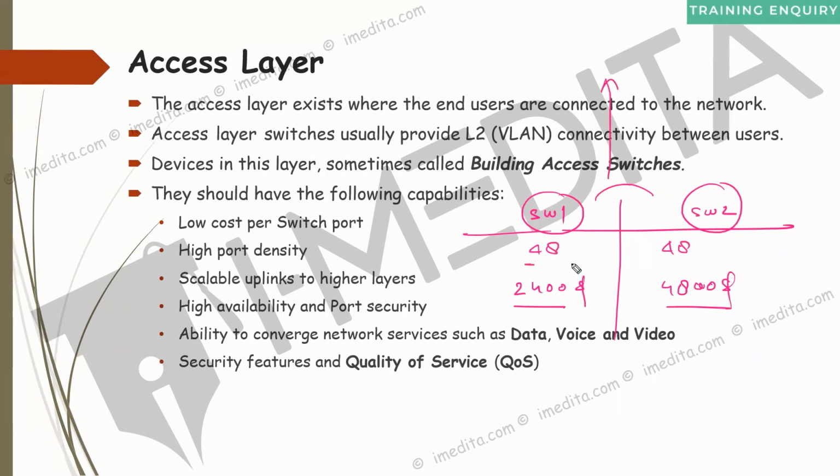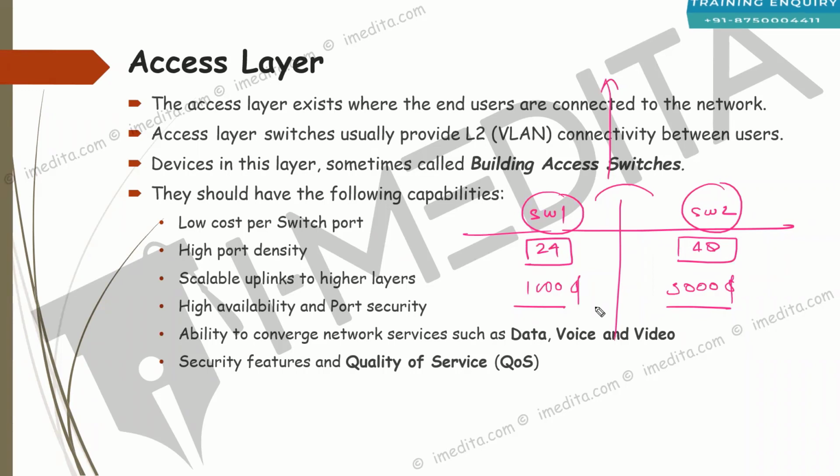Both the switches come with the same set of ports. Or let me add a few more ports. For example, let's say this switch comes with 24 ports and this switch comes with 48 ports. The cost of this switch is, say, $1,000, and the cost of this one is, say, $3,000. Some random numbers.